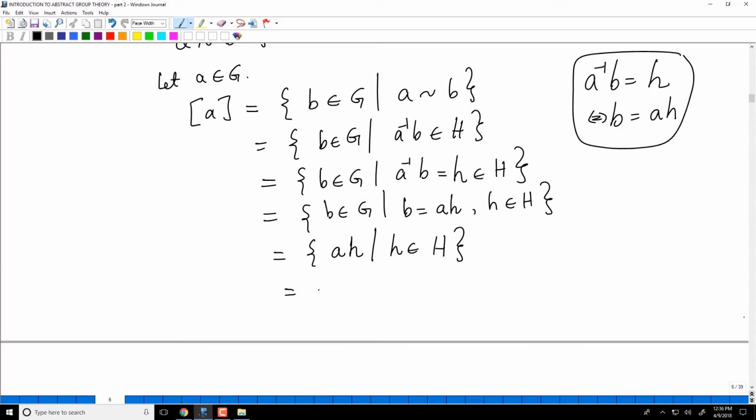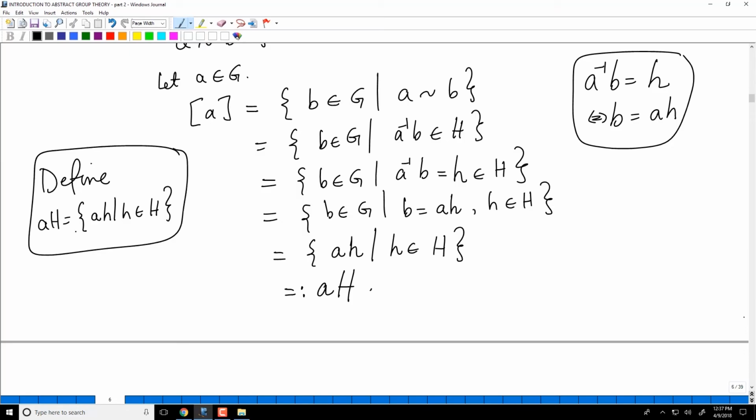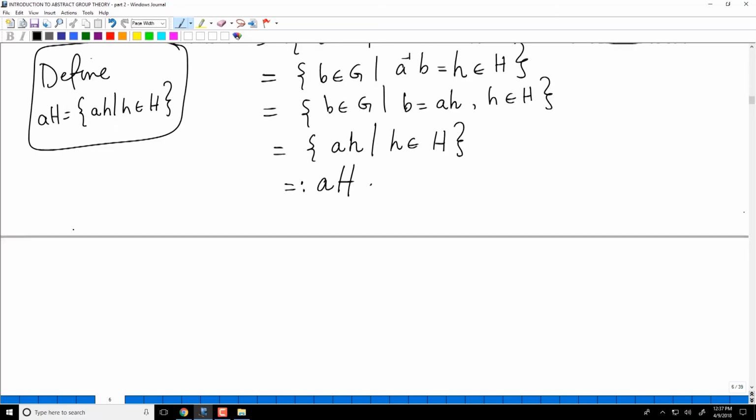There is another notation for this. So this is the definition. So define aH to be the following. This is very similar to the way that we define subgroups of Z. So I take the subset obtained by multiplying every element of capital H by small a. So the equivalence class of a in this case is just aH.